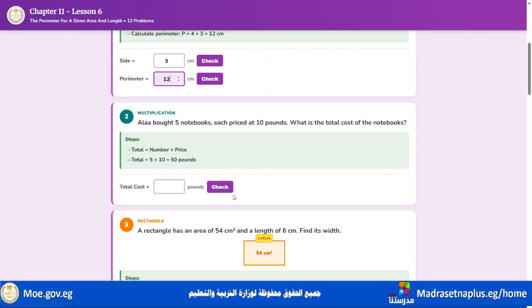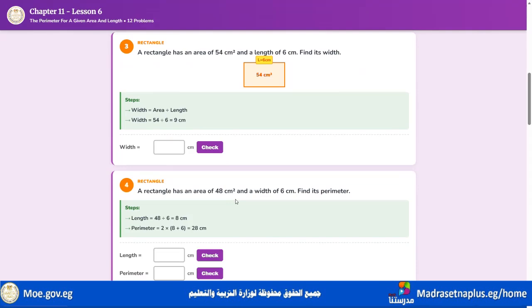For a rectangle, the perimeter is length and width times 2. If you know the area, you can get the other dimensions. For this one, the rectangle has an area of 54 square centimeters. You know the length. How to get the width? It's easy to get the width and get the perimeter too.